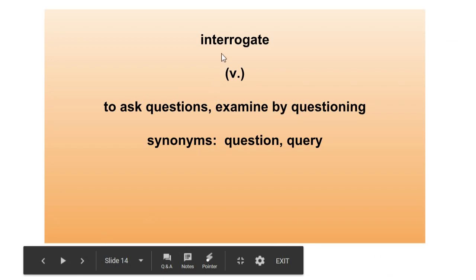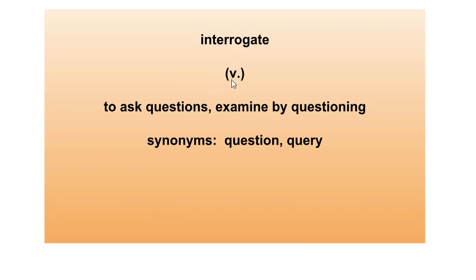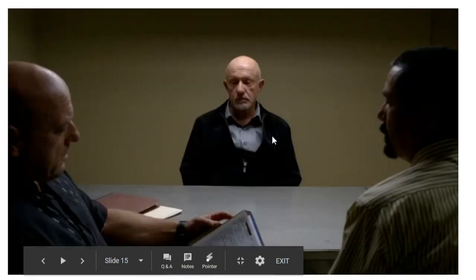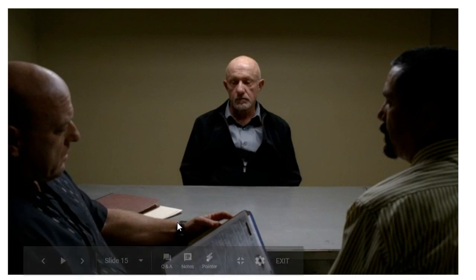Okay, interrogate. Interrogate is a verb. It means to ask questions, examine by questioning. So this is another action word. This is something you can do. The synonyms are question or query. A lot of times you think of interrogate when it comes to police officers, lawyers, courtrooms. So there's a picture of a gentleman. Two police officers or detectives have his information, his file, and they're probably getting ready to or have asked him questions. They're interrogating him.